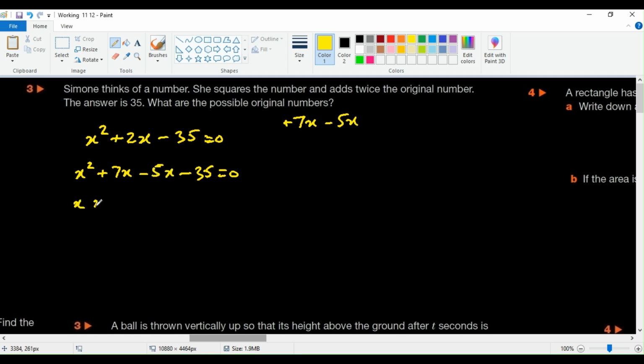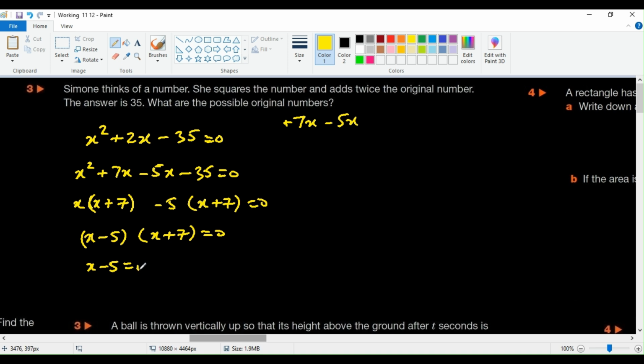So in here x is common, and x plus 7 in the first bracket, copying down the first bracket once again, and minus 5 I will write like this, and x minus 5 in the first bracket and x plus 7 in another bracket. This means x minus 5 equals 0 and x plus 7 also equals 0. That means the value of x is going to be plus 5 and the value of x is going to be negative 7. So these are the two possible original numbers.